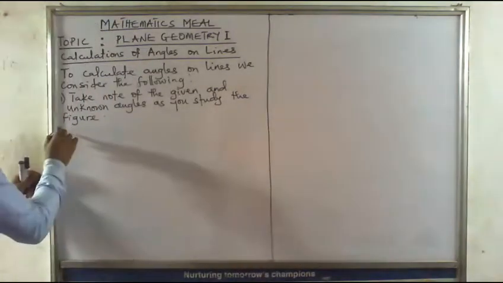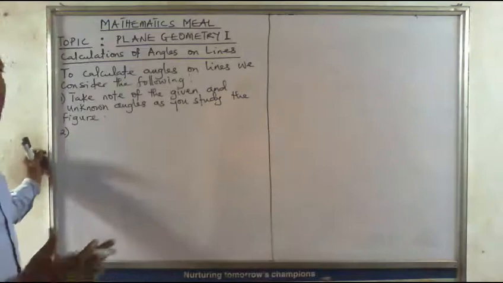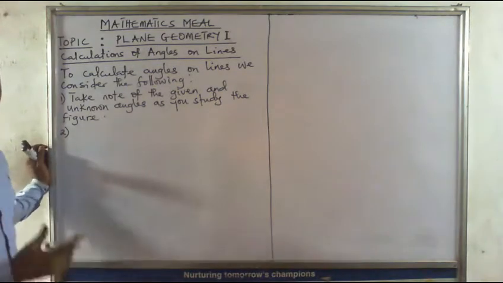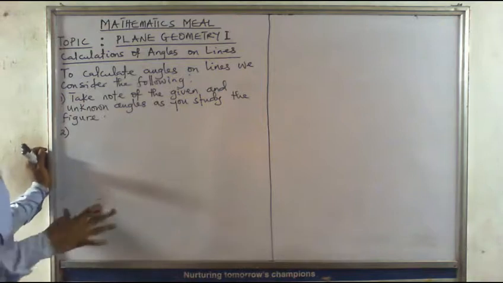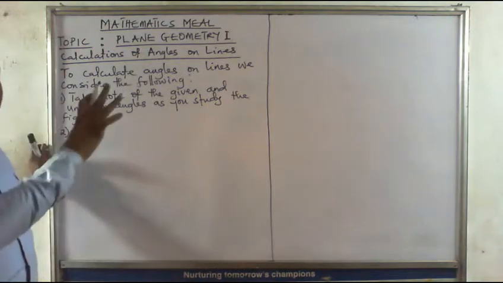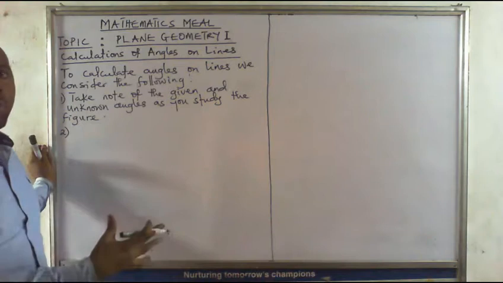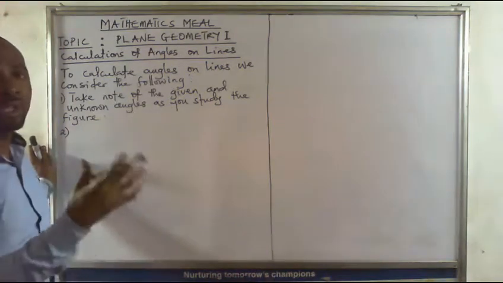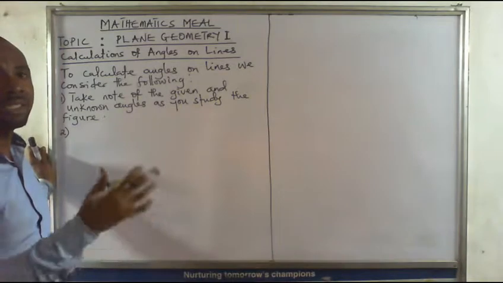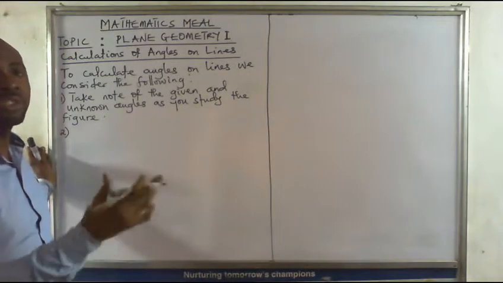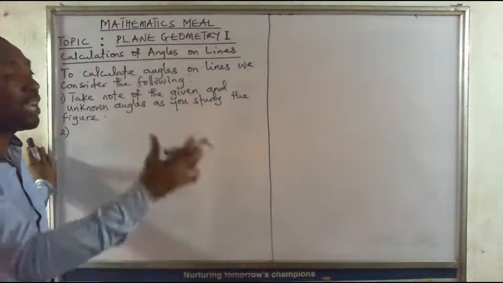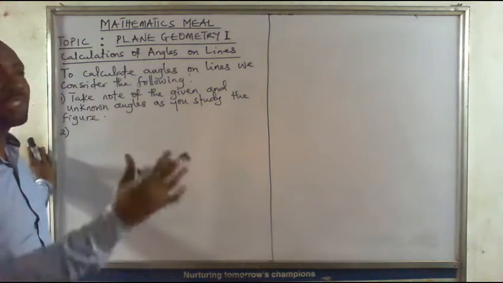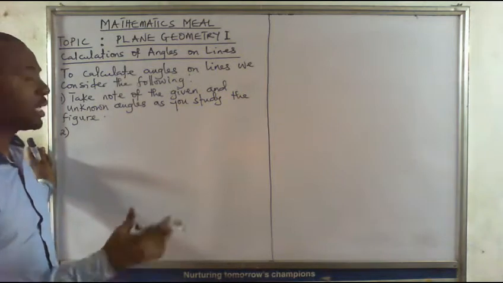Okay? Number two. The second thing that we need to consider when we are trying to calculate angles on lines, because why we are trying to lay this foundation is so that when you have a question, you will know what to do in order to solve the problem. Problems on angles have been a serious challenge to many students because they don't know how to go about it, especially when the figures are relatively complex. So students don't really know what to do in order to solve such problems.